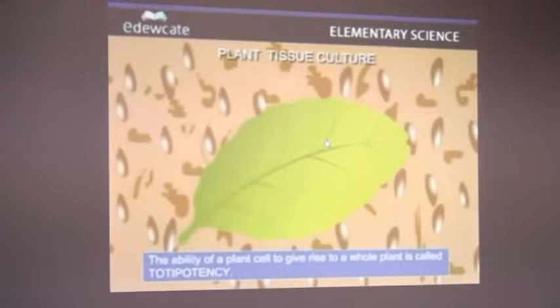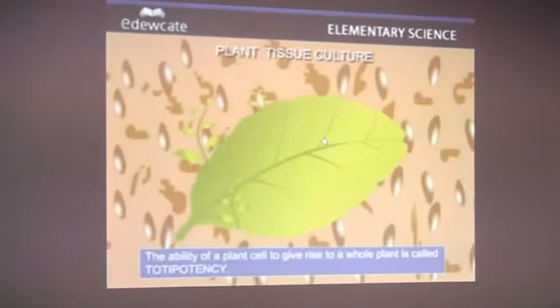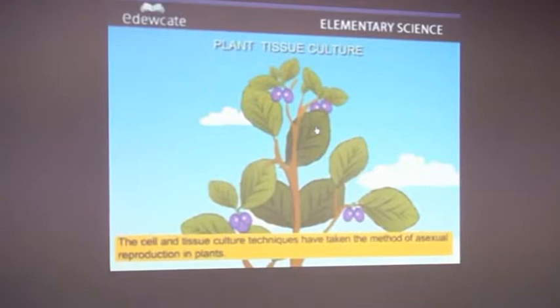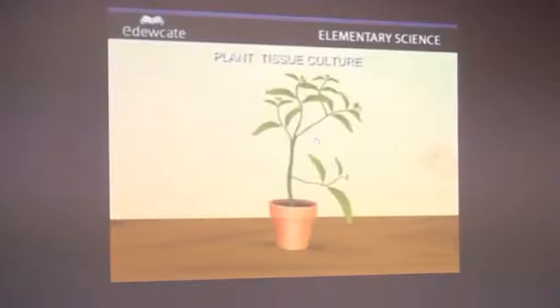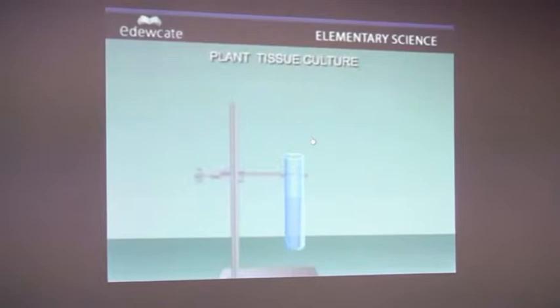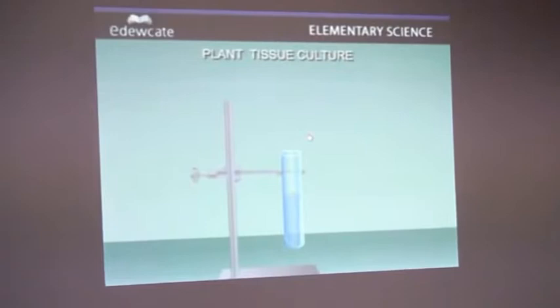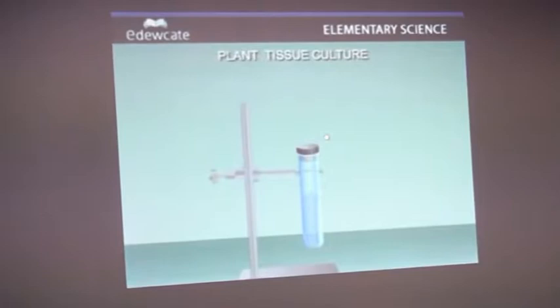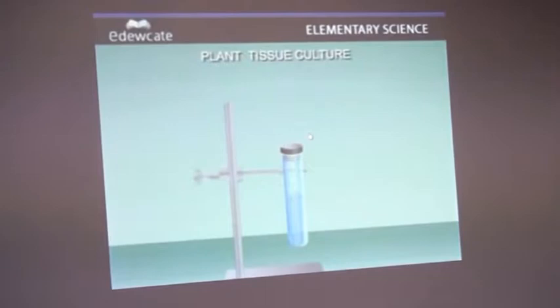The ability of a plant cell to give rise to a whole plant is called totipotency. The cell tissue culture techniques have taken methods of asexual reproduction in plants. In this method, instead of taking cuttings from a plant, a few cells or a tissue is taken from a plant and cultured in suitable containers in which nutrient medium is present. The portion of the plant that is taken as the desired plant is referred to as explant. By this method, thousands of cells can be produced from a single desirable parent in one generation.